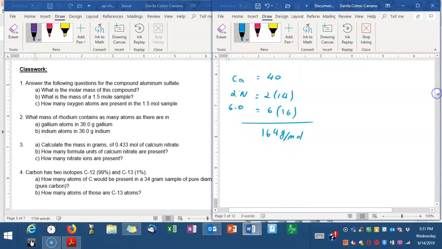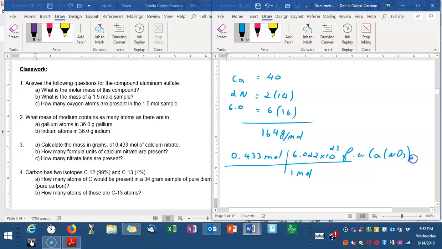So let's go back to the 0.433 moles, okay? And in this many moles, so in 1 mole of this compound, there are 6.022 times 10 to the 23rd formula units of calcium nitrate. 0.433 times 6.022 times 10 to the 23rd, that is 2.61, so 2.61 times 10 to the 23rd formula units.